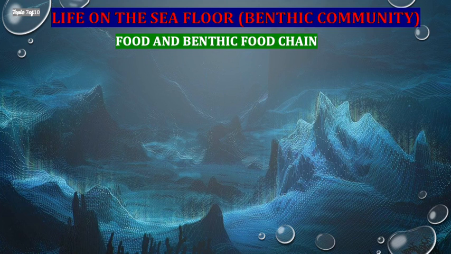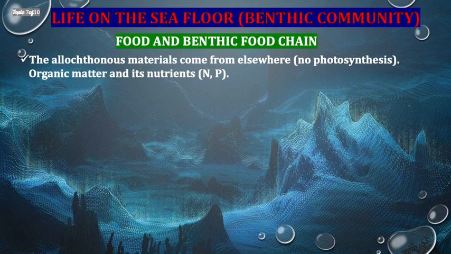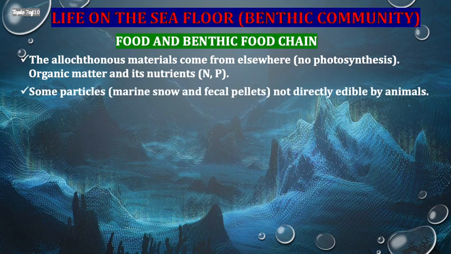So what are the types of food found in the benthic community, and what does a typical benthic food chain look like? Food in the benthic community may come in the form of allochthonous material. This means that the food may come from elsewhere, except that there is no photosynthesis involved. Basically, it comes into the benthic community in the form of organic matter and nutrients, usually organic matter that has nitrogen and phosphorus compounds.